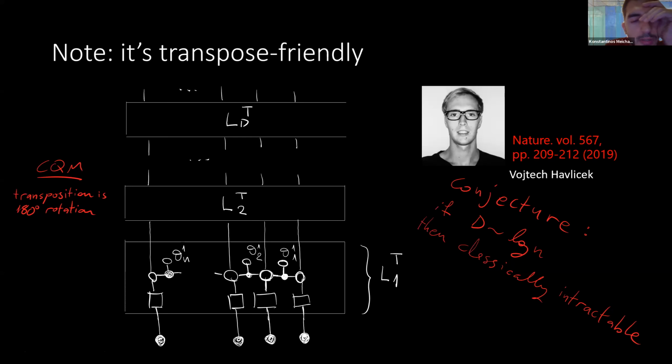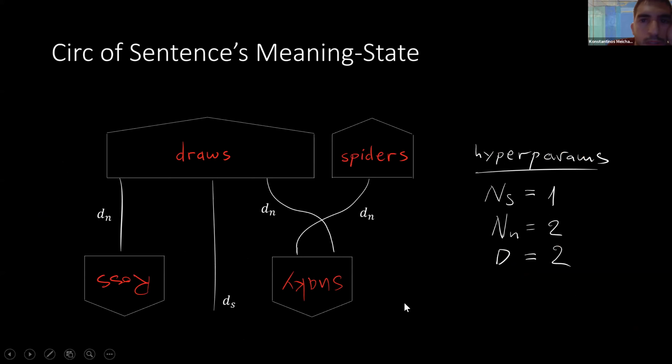If you want to convert states to effects, you have to do a 180 rotation. This is the 180 rotation of that previous diagram. It's very straightforward to do, just showing it here. Let me show you specifically what the circuit of a sentence looks like as an example, and then I will address the question by Mike.